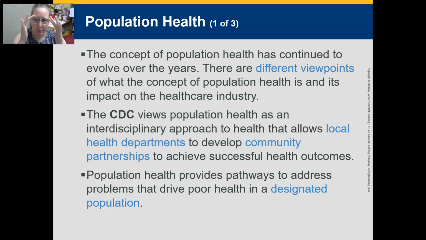So again, the idea of population health, we could target a certain population. For example, the issue of maternal mortality and infant mortality, that's a population health issue within a state, and the population that is the target are the pregnant women, and that is the population's health we're trying to improve.